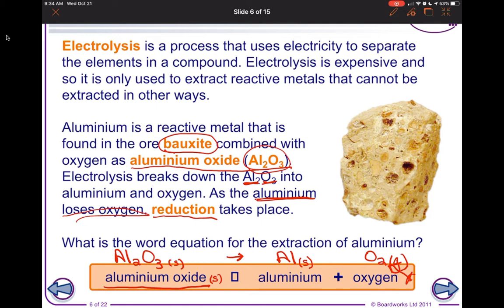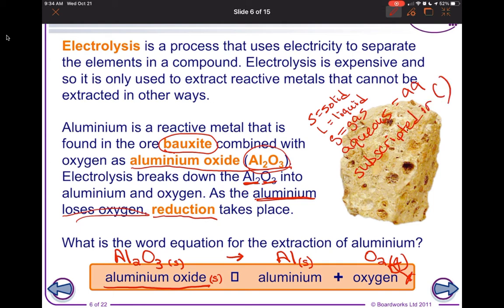An S always stands for solid, an L for liquid, a G for gas, and then if your ionic substance is said to be aqueous, then it is dissolved in water, and that means it would have an aq. And these are always subscripted in parentheses. So that's what you're seeing right here.